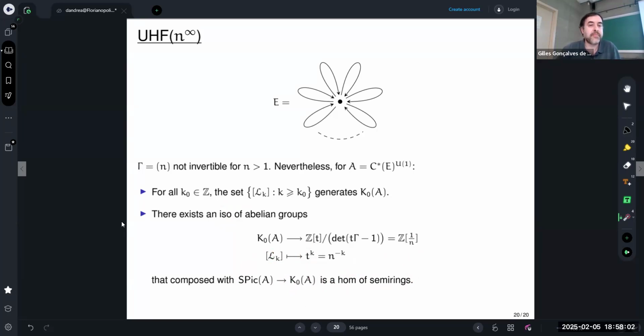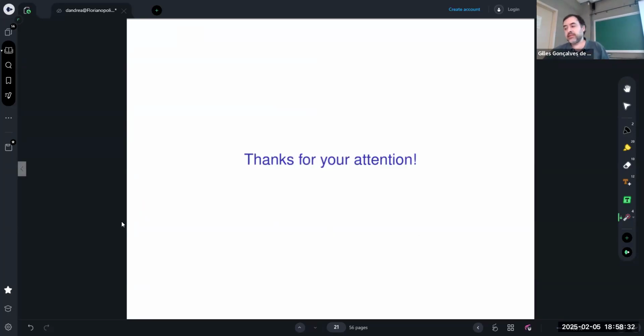So basically most of the things I said before are still true for this UHF n-infinity algebra, except that the proof has to be adapted because gamma is not invertible. Maybe you can adapt the general proof to the non-invertible case, but I don't know how to do it because it's a very different way of proving. But they are very explicit. The point is that it's very nice. Okay, yes. So thanks for your attention.